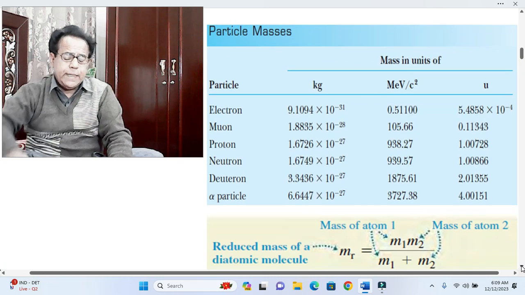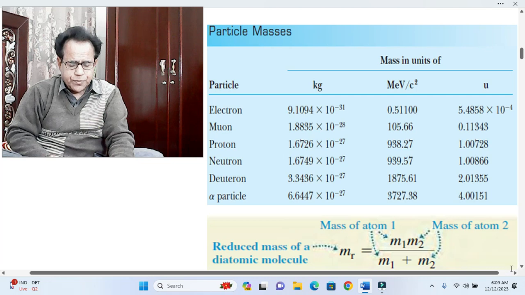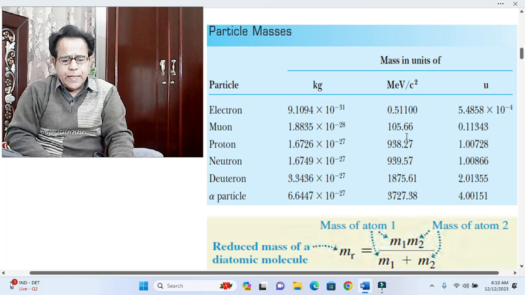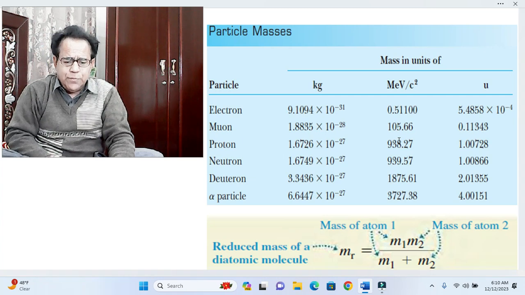In this table, masses of various particles are given, not only in terms of atomic mass unit but also in terms of kilogram and in terms of MeV/c². Particles whose masses are given are electron, muon, proton, neutron, deuteron, alpha particle. It is important to point out that the mass of muon is given here as 105.66, while in the statement it is given as 106 MeV/c². So no difference. 105.66 can be approximately written as 106.